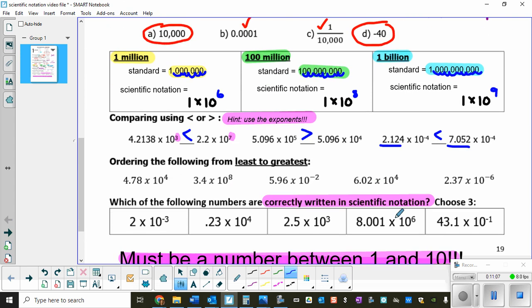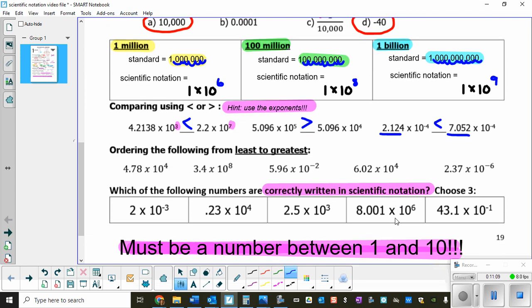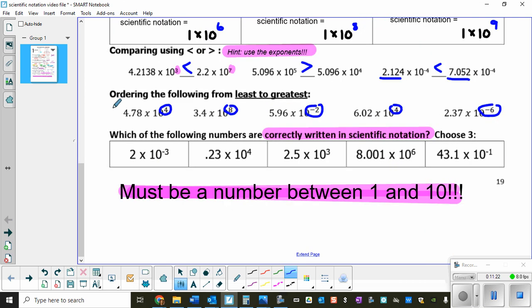All right, so in ordering from least to greatest, same thing. You can simply just use the exponents. I see a 4, an 8, a -2, a 4, and a -6. Just because of space, I'm going to bring the ordering one down below. I know there's still one more problem that we would need to look at. So between 4, 8, -2, 4, and -6, I think we all would agree that -6 is the smallest one.